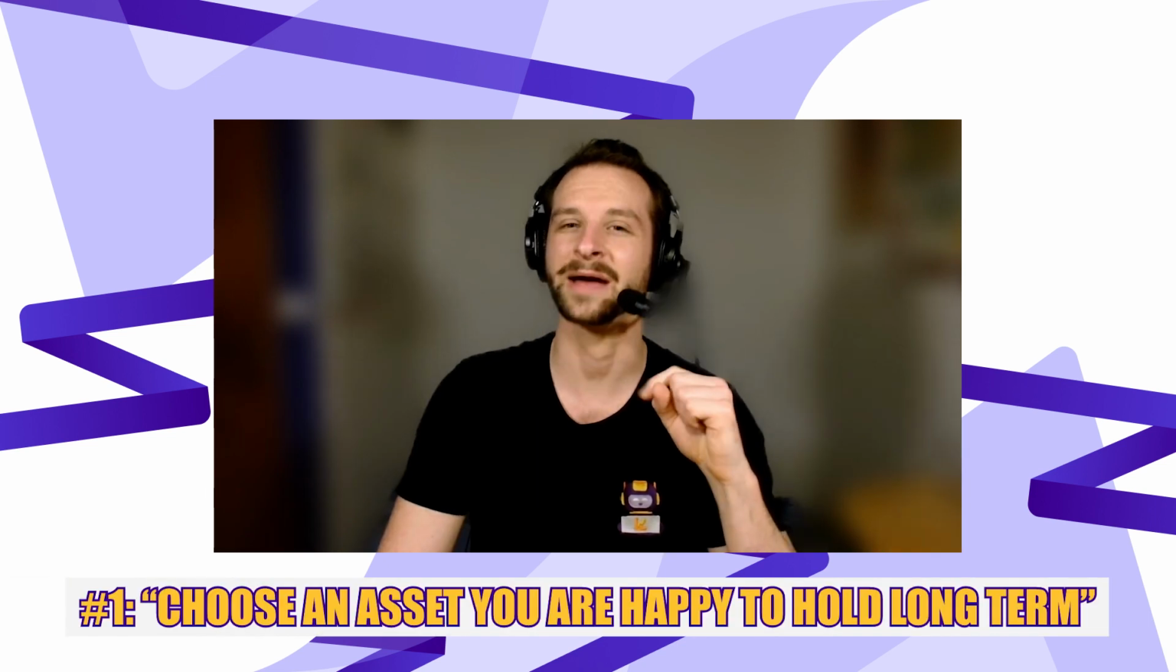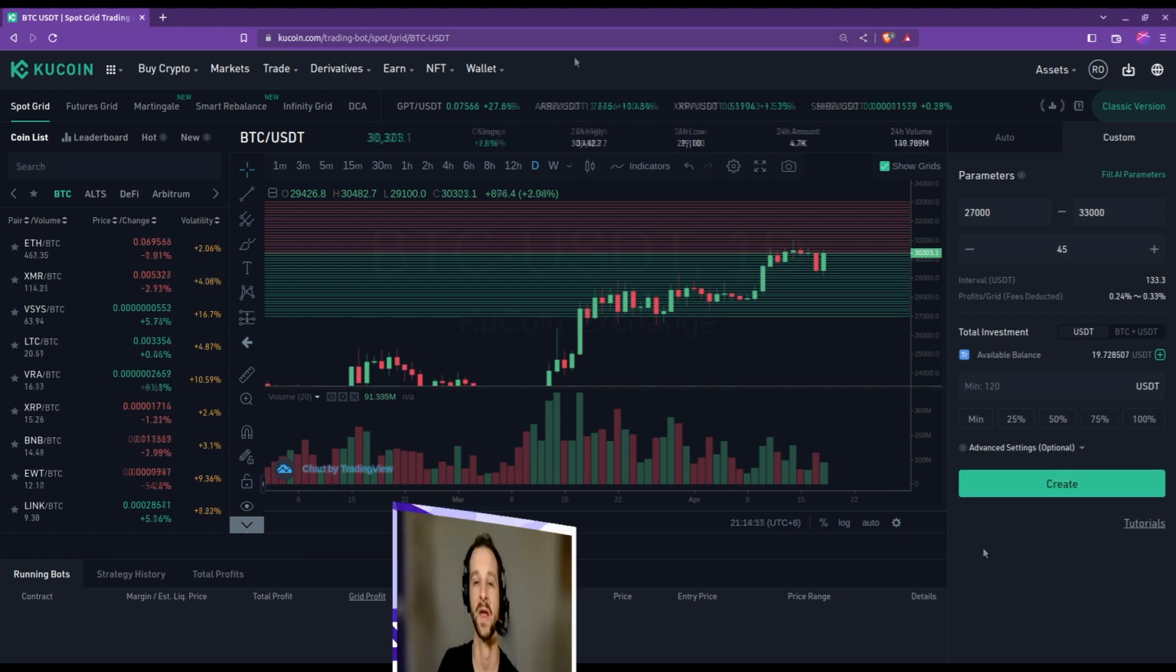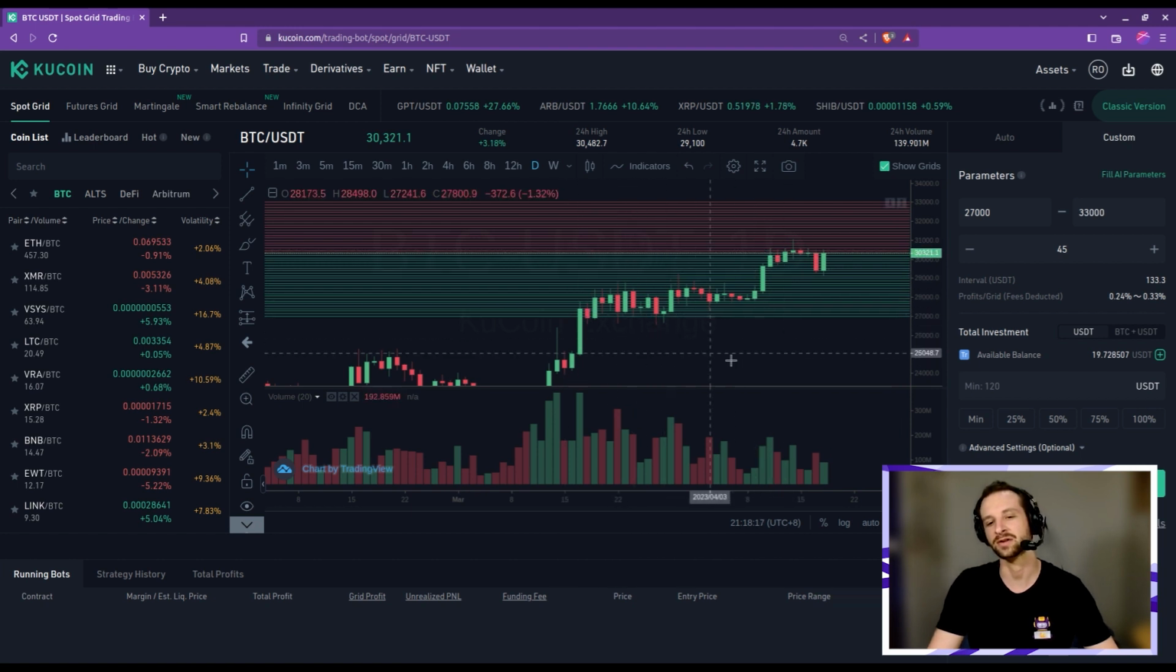Choose an asset that you're happy to hold long term. To understand why I'm insisting on this long term, let's think a bit in terms of reverse psychology. What is the worst that can happen with a grid trading bot? Well, just like any investment or trading, it's that the value of the asset drops. At the level of the trading bot and the grid here in our example, what it means is two things.